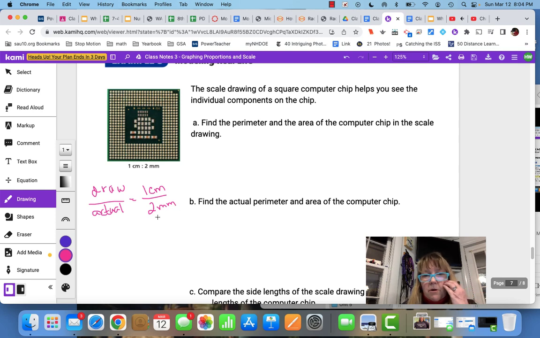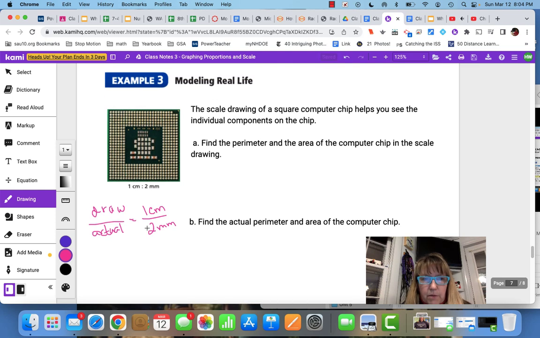So we're going to find the perimeter and the area of the computer chip in the scale drawing. So I think we actually have to measure that, and I don't have a ruler. So I'm going to say that that is roughly 1, 2, 3, 4. Or you know what? We're going to say that that is 5 centimeters. I'm just making stuff up now because I don't have a ruler.